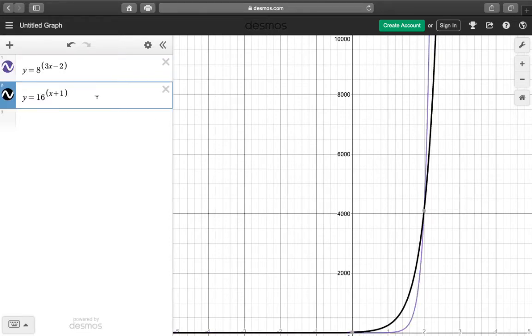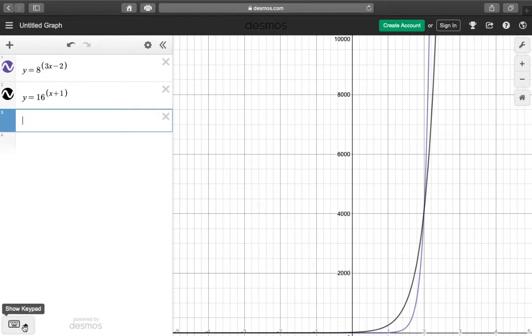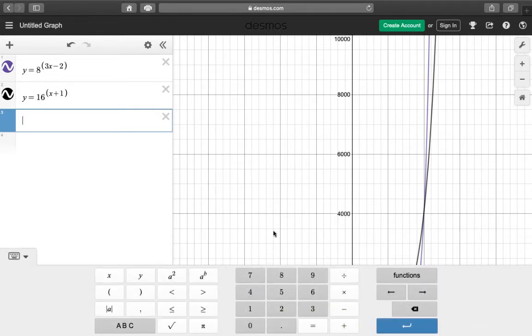The other way to check if your solution is correct is to evaluate the expression on the left side. By the way, don't forget that you can also use the keypad even if you are on a computer, as I am right now. So I can go 8 to the exponent 3 times... oh, see, it's kicked me out of that exponent part. So I need to put that exponent in brackets.